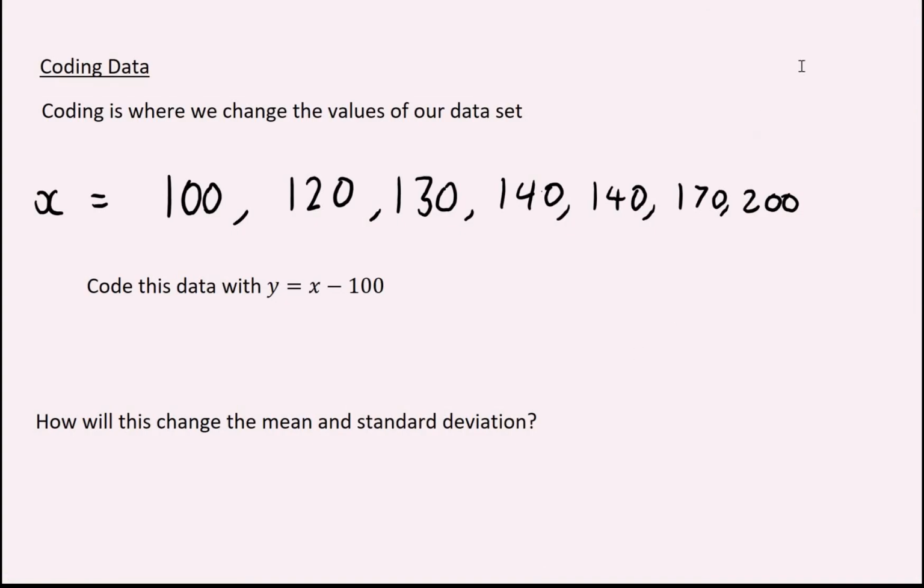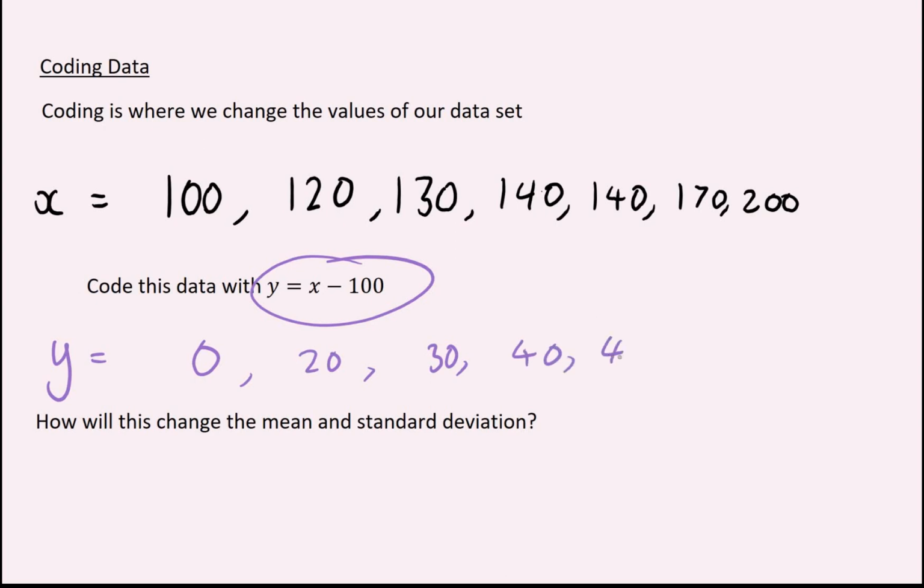Okay, last thing in this chapter is what's called coding data. It's basically we've changed the values of our data set. So I could code this data using this formula here. So my new data, we'll call it y, is going to be the exact same values, but everything I've subtracted off 100, which gives me this data here. What you're typically asked is to explain how this will change or affect the mean and standard deviation.